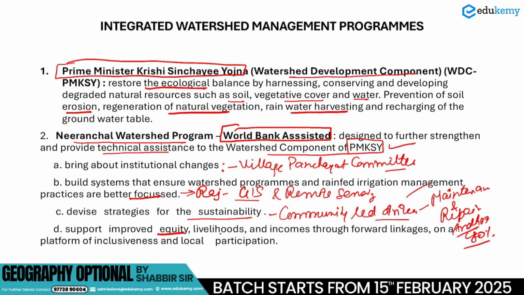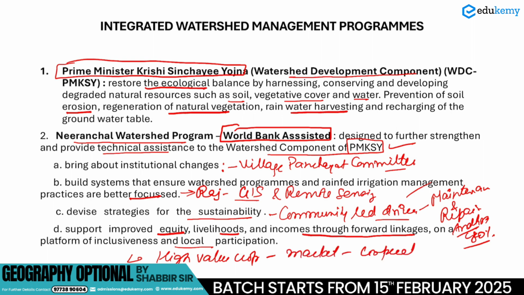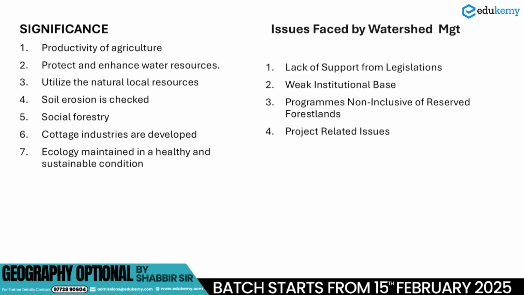Next is support improved equity, livelihood and income through forward linkages and local participation. That means farmers must be getting engaged in it so that once they are getting the benefits of these watershed programs, they start growing high value crops and they will be more connected to markets with the help of cooperatives. So this will ensure the forward linkages within the economy. So that is what they are saying, that equity and livelihoods must be supported so that the forward linkage process starts getting triggered. Okay, so these are the integrated watershed management programs we can use in form of examples.